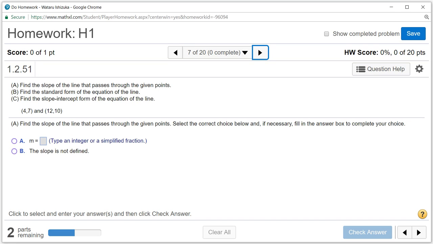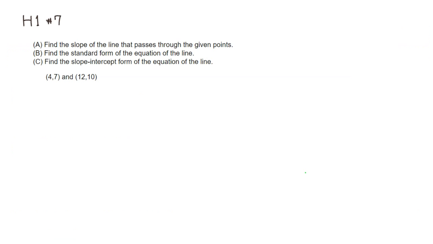Alright, let's look at homework 1, problem number 7. Let's look at part A. Find the slope of the line that passes through the given points. So we have two given points. I'm going to name these x1, y1, and x2, y2.